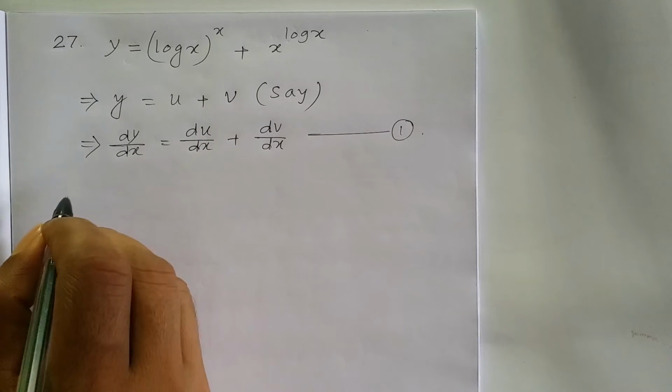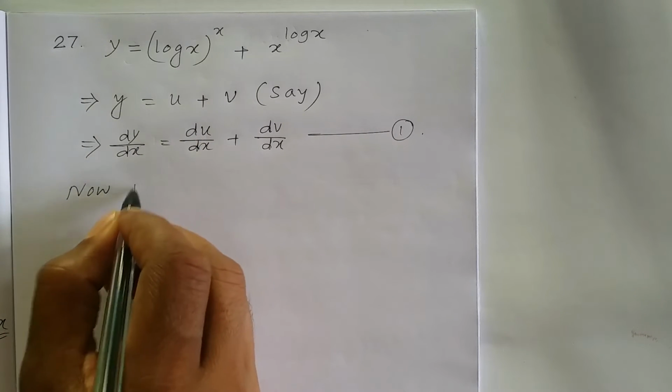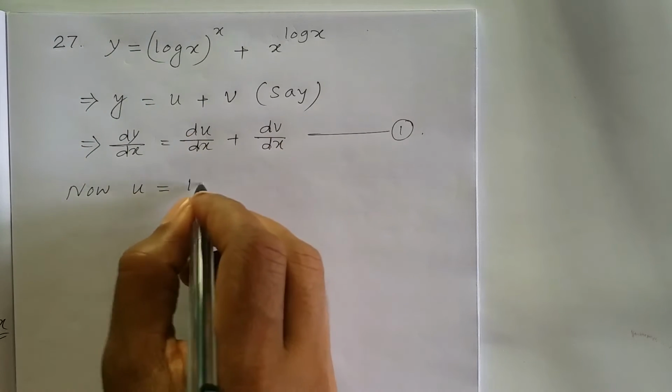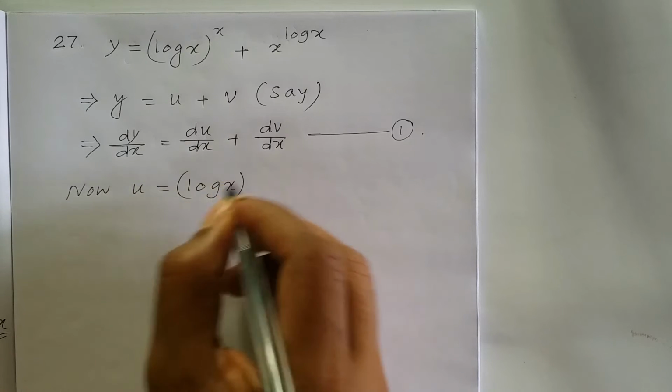Then take u. Now what is u? U is equal to log x whole to the power x. Log x whole to the power x.